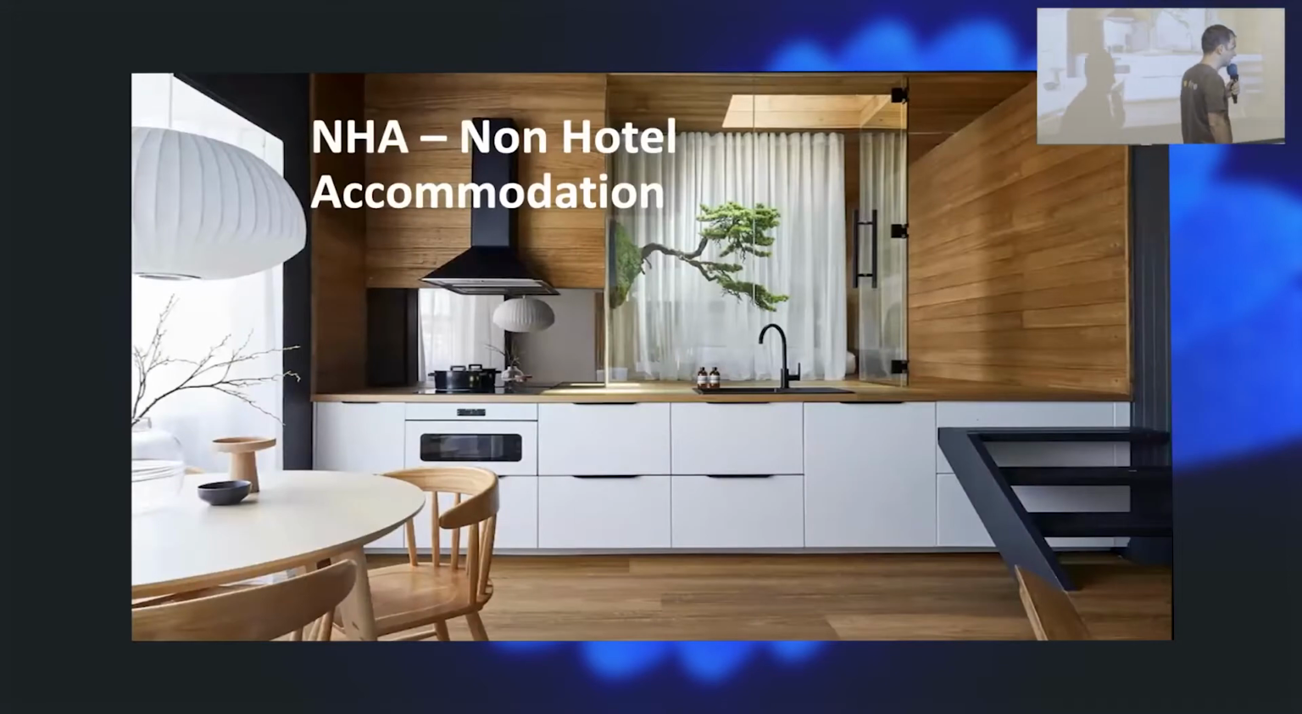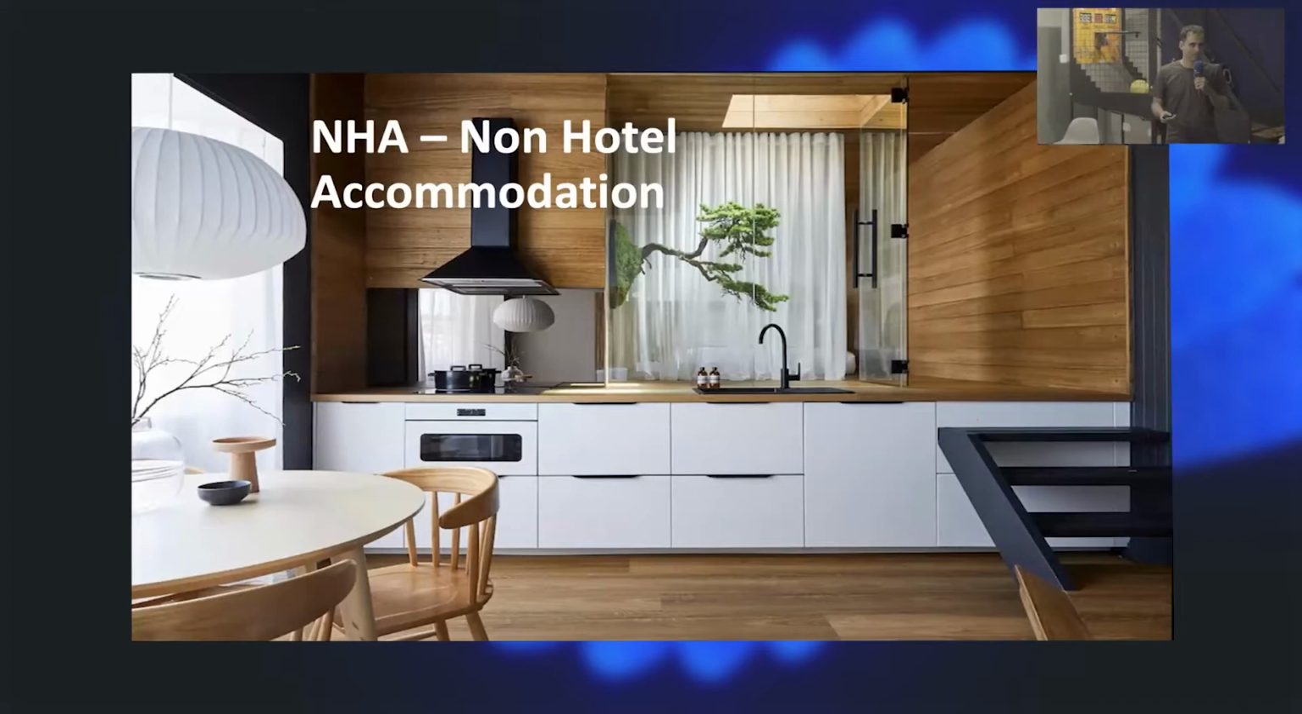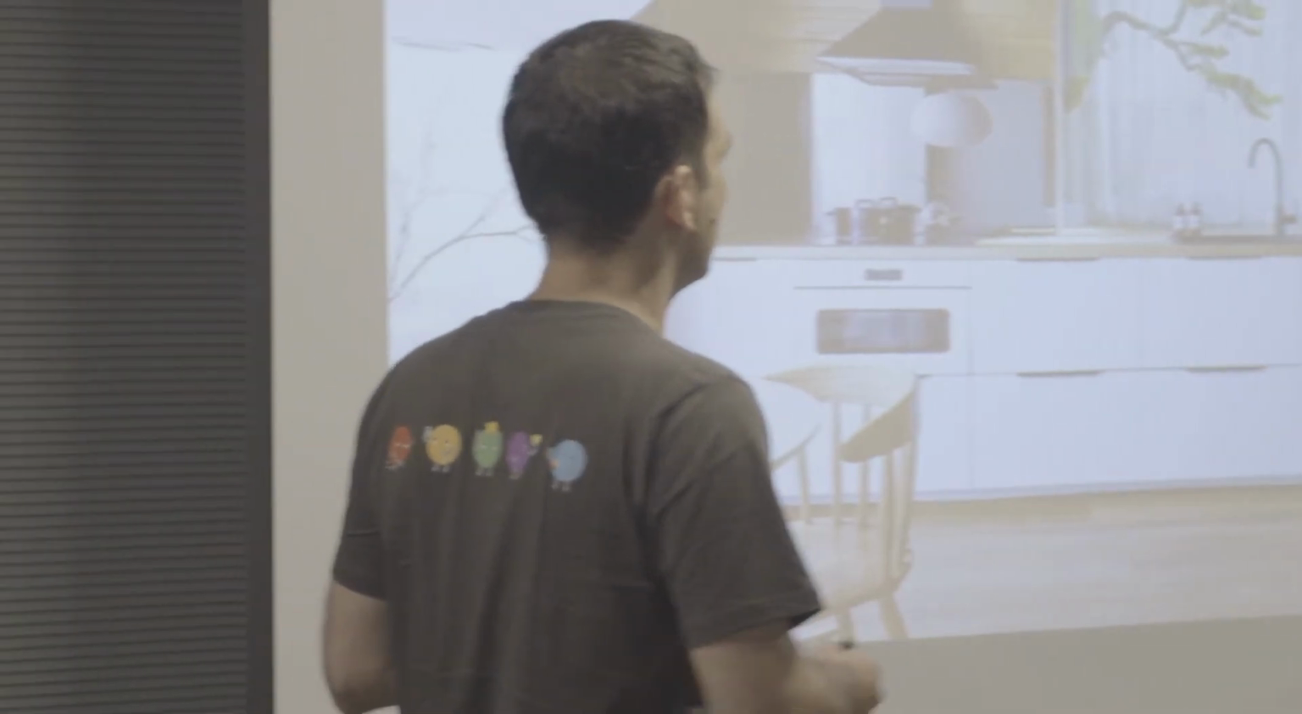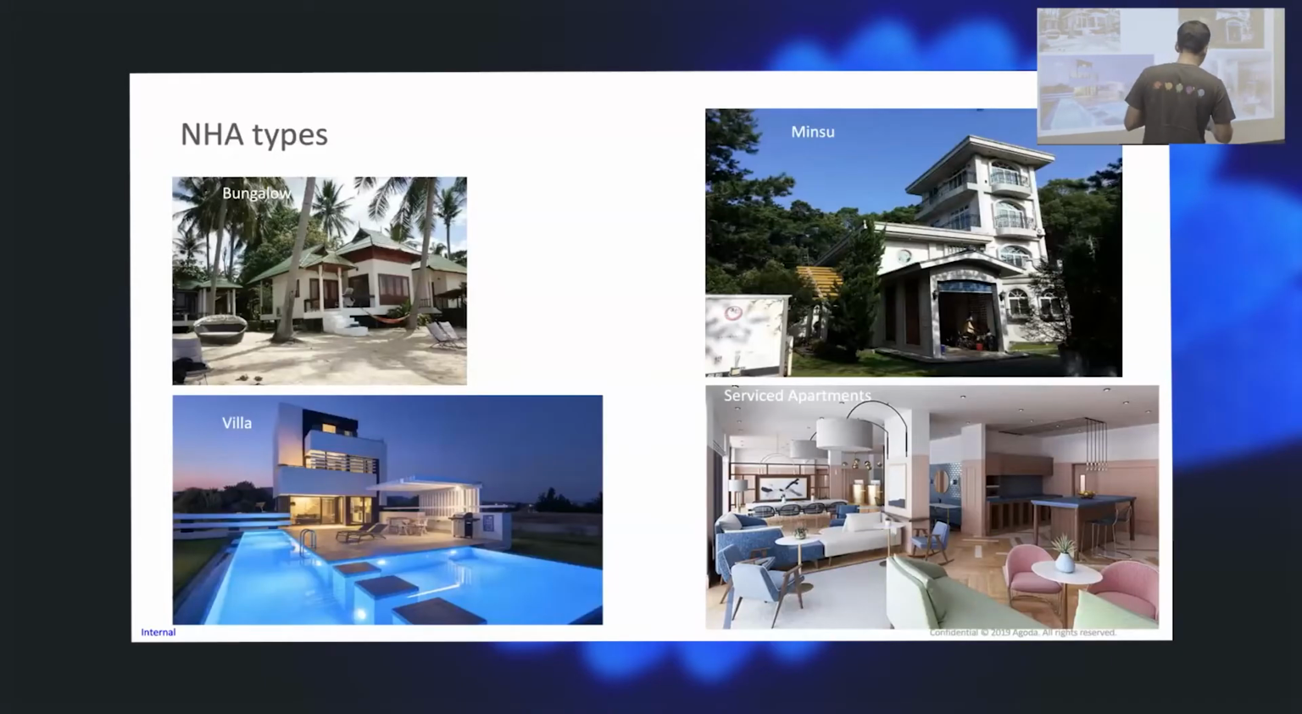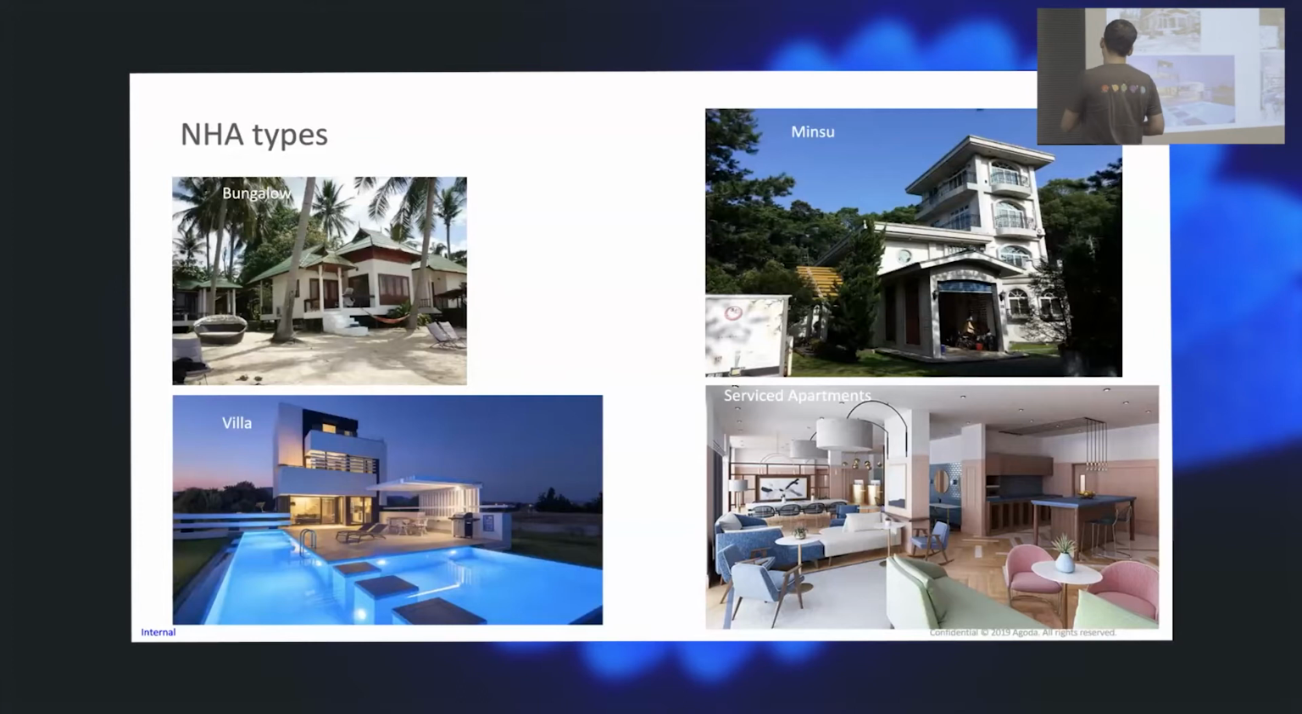It's called NHA, non-hotel accommodation. It's kind of an annoying name. The first time I saw it, I wondered why it's non-hotel. Why not call it homes or apartments or something like that? The reason is that it's a huge spectrum. So you get all kinds of properties under NHA. Starting from bungalows on the beach, villas, minsu, which is destination specific. This is a guest house in Korea or in Japan, and also serviced apartments.